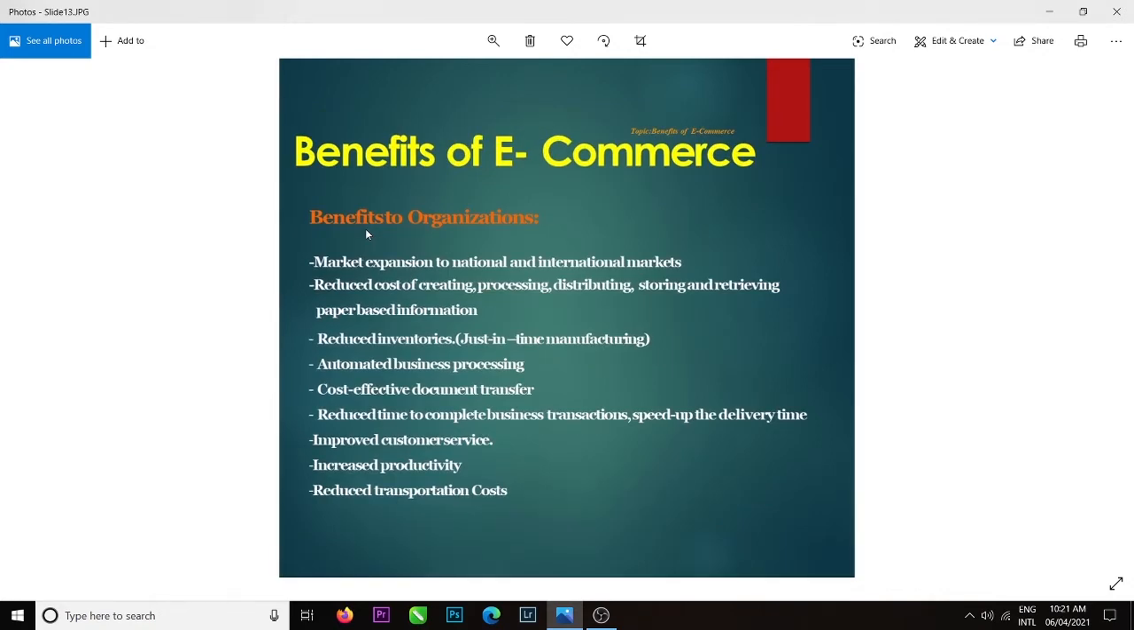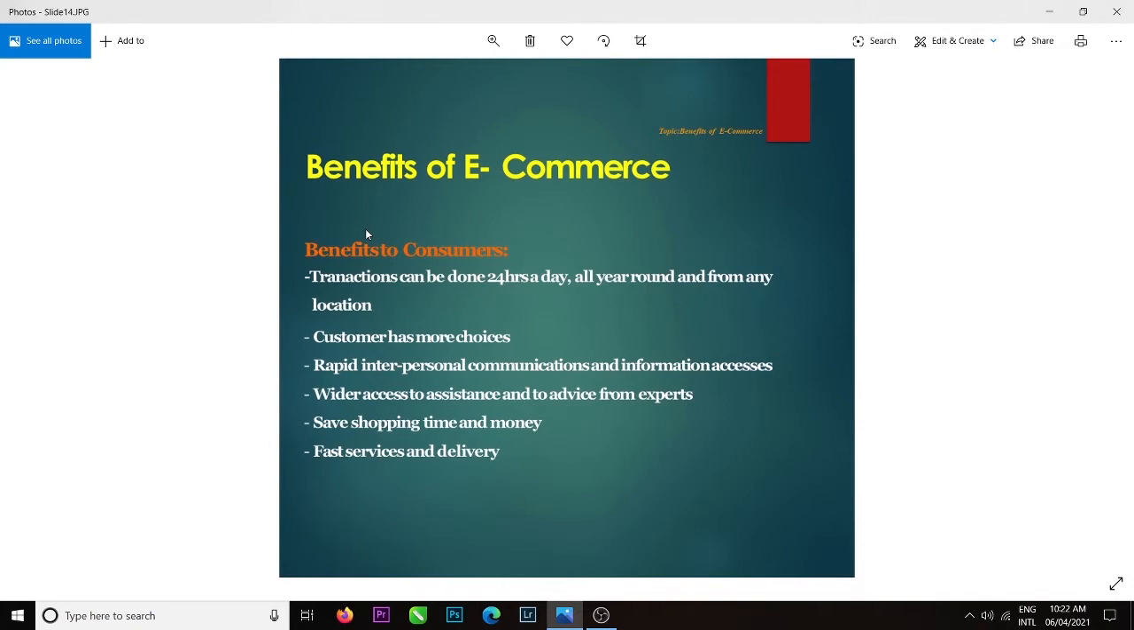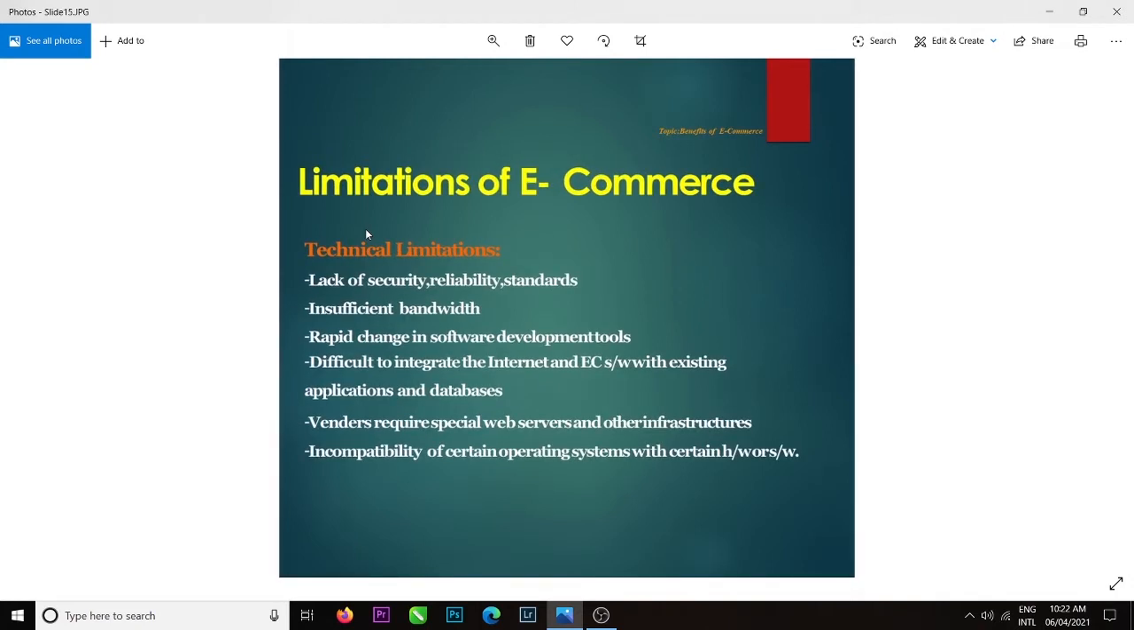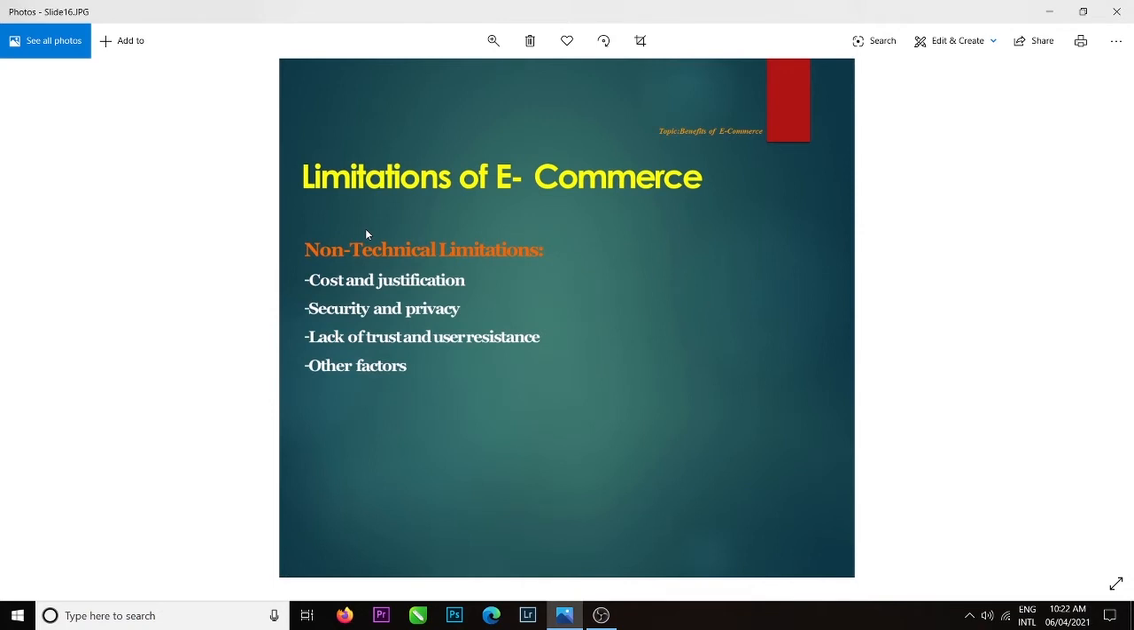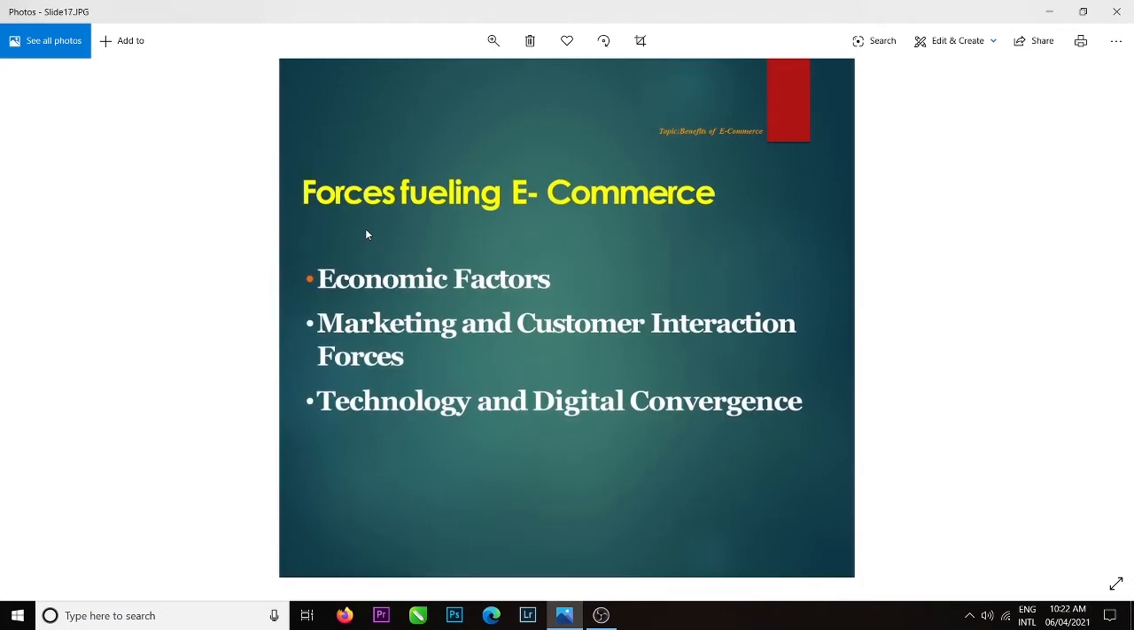The benefits of e-commerce to organizations and to consumers we already discussed. Technical limitations and non-technical limitations we also discussed. And what are the forces which push us to adopt, integrate or move to e-commerce? Number one, India has 140 crore people. Reaching 140 crore people in a time span takes much time.